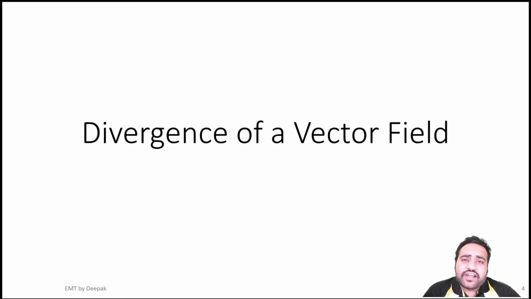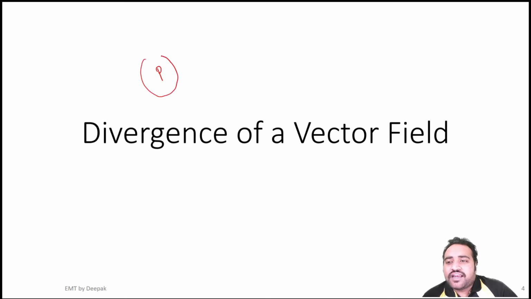The divergence of a vector field means the net outward flow from a unit volume centered at a given point. That is, if you have a point P here, a unit volume which is enclosed in the given point, how much flow would be there for a given vector from this volume is given to us by the divergence.